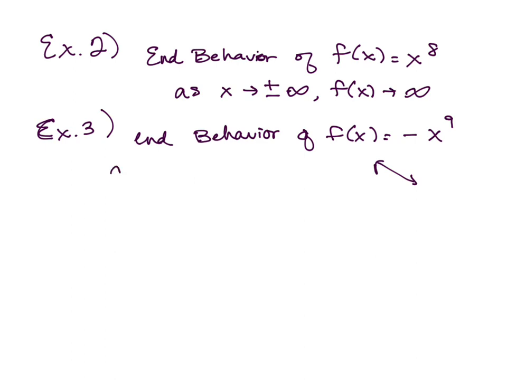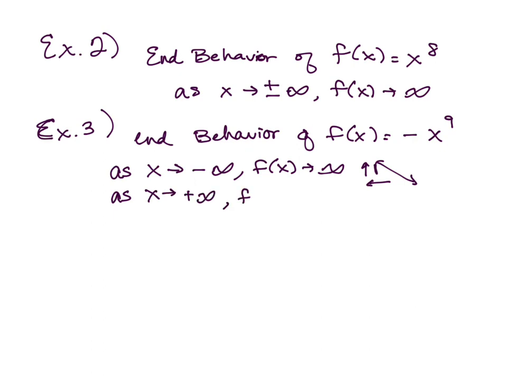So as x goes to, let's go to the left first. As x goes to negative infinity, what does f of x do? Positive infinity. As x gets smaller, f of x gets larger. Can you see it? F of x goes up. And as x goes to positive infinity, what does f of x do? It goes down, negative infinity. So really, this one's going to look like this on the graph.